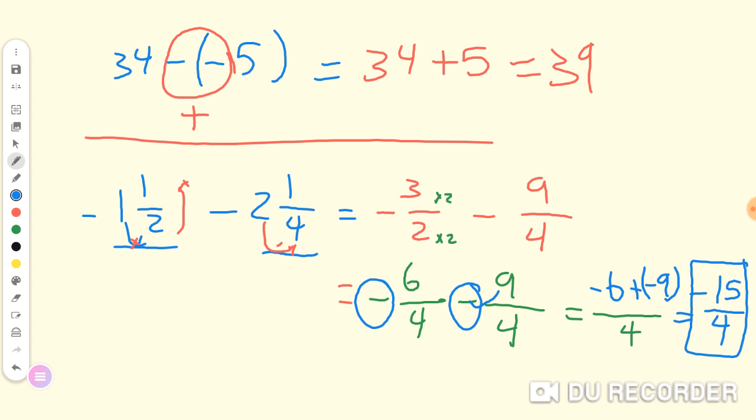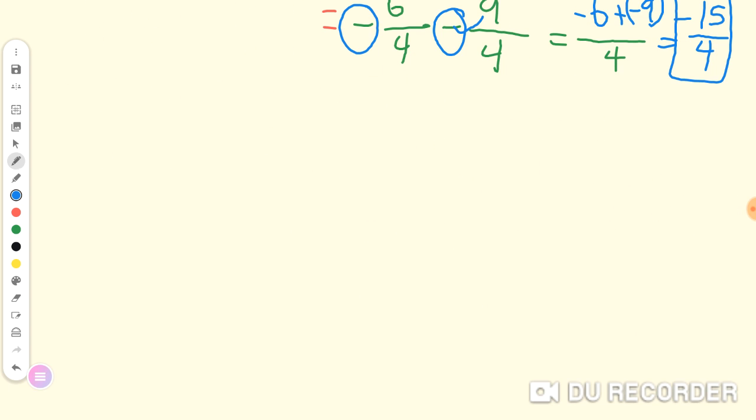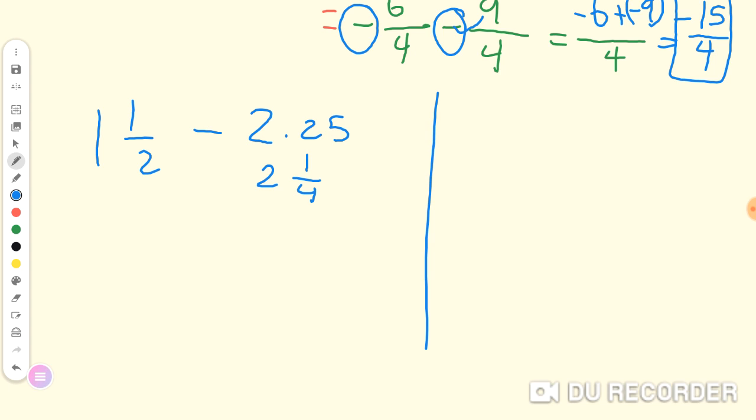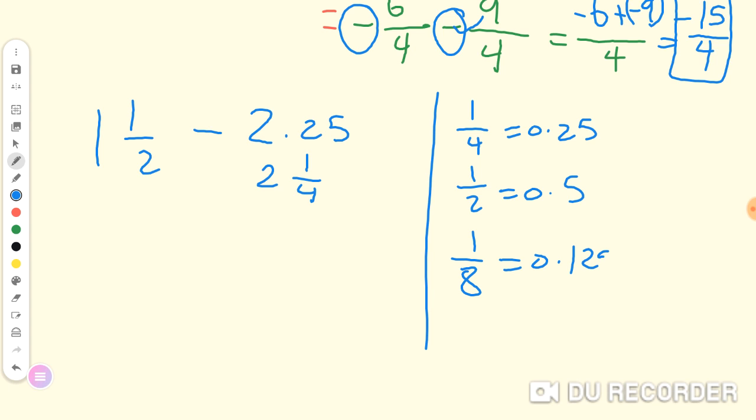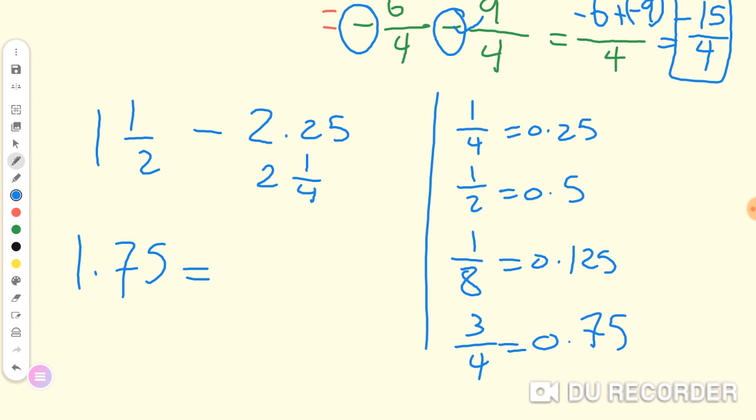Take care. If I give you a question having a decimal point like 1.5 minus 2.25, actually, I can put 2.25 as 2 and 1 over 4. As we know, 1 over 4 equals 0.25, 1 over 2 equals 0.5, 1 over 8 equals 0.125, 3 over 4 equals 0.75. I can write it directly, exchange it. So if I have a number 1.75, I can write it as 1 and 3 over 4, if I want to make it in fraction form.